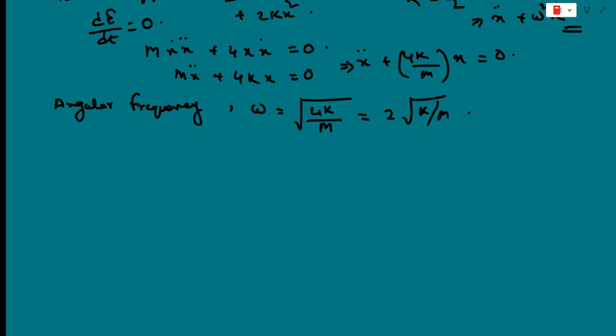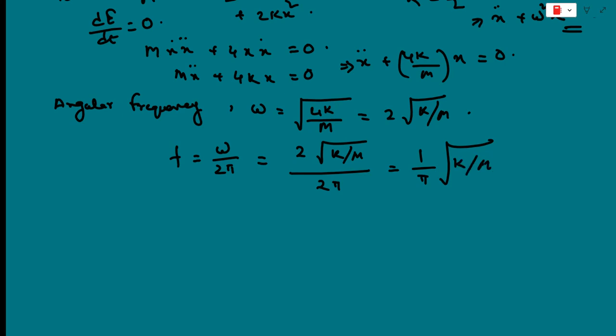And the question asks for the frequency, not the angular frequency. So don't let the examiner win at the finish line. So f is omega by 2 pi, that is 2 root k by m divided by 2 pi. So that is 1 by pi root of k by m. Okay, so this is the answer.